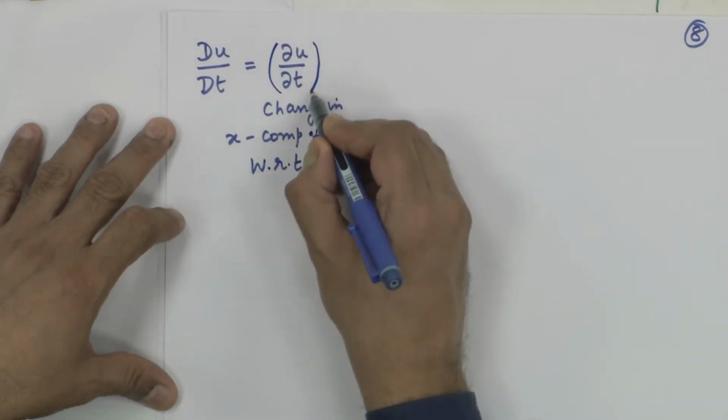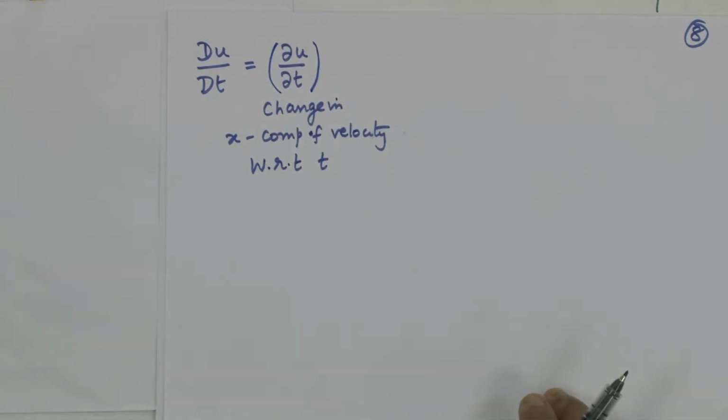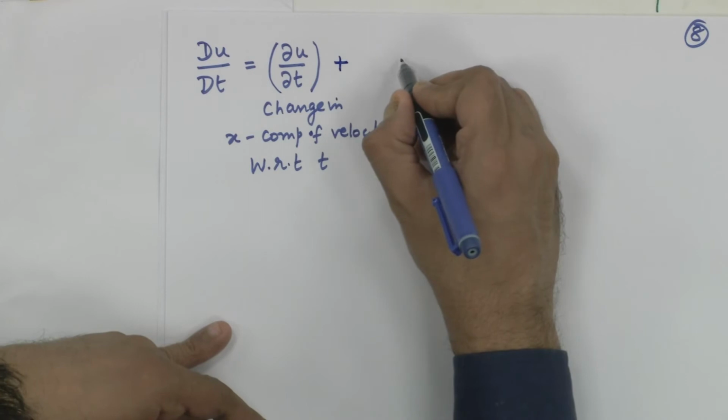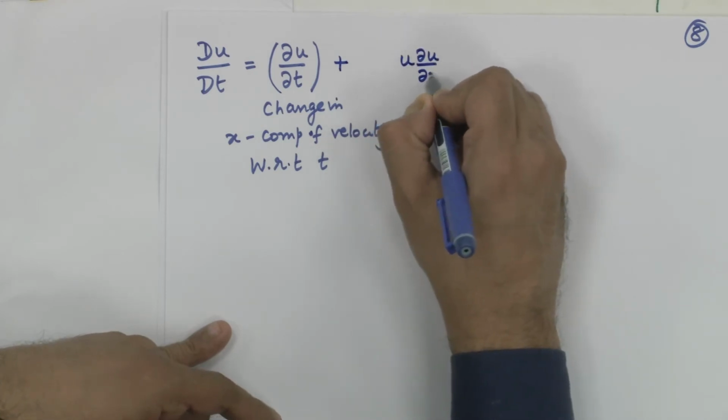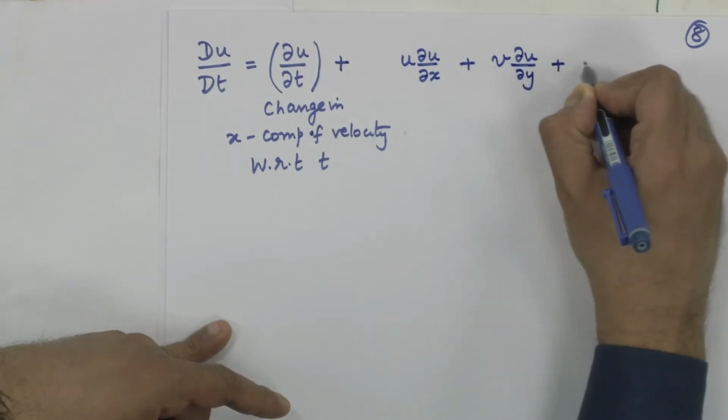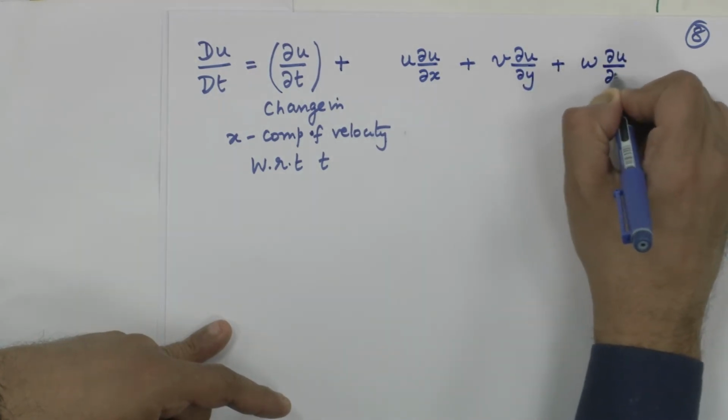So, it is just x component of velocity was 2 meter per second, at next instant of time it is 2.1 meter per second. That is this change with respect to time, very simple to understand. It is like a car driving, you are driving at 55 going to 60 in the next 1 minute. So, you are accelerating, that is this part. What is this other part? u du by dx plus v du by dy plus w du by dz.